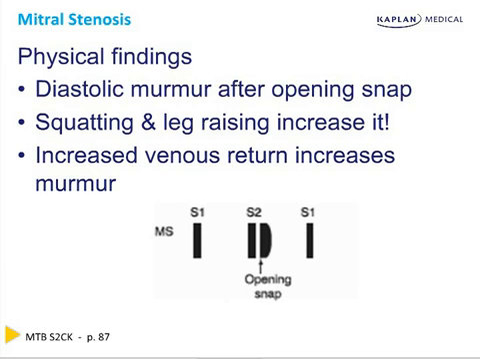As mitral stenosis worsens, does the opening snap happen earlier, or does the opening snap happen later as mitral stenosis worsens? As mitral stenosis worsens, the opening snap happens earlier because left atrial pressure creates the opening snap. And as mitral stenosis worsens, left atrial pressure goes up.